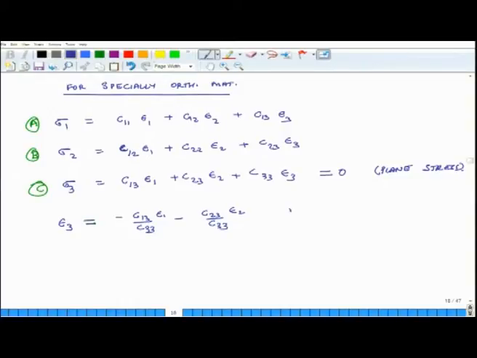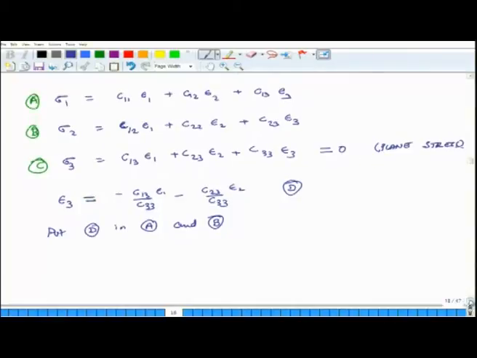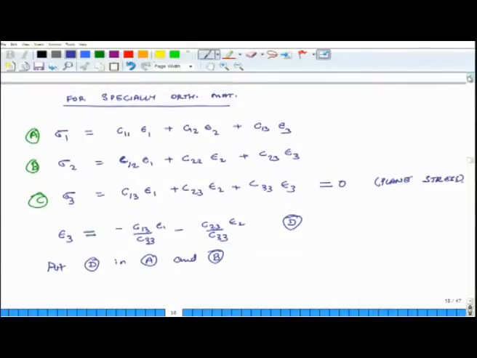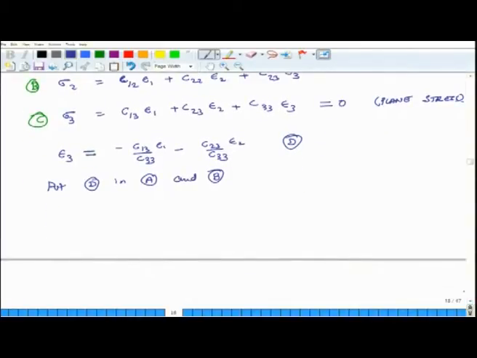Okay. So, this is equation D, and we put equation D in A and B. Remember how many equations are there? There should be 6 equations. Right now we have written only equations for sigma 1, sigma 2, sigma 3. There are 3 more equations for shear stresses, tau 12, tau 23, tau 31. We will talk about those later, but right now we are just considering the equations for extensional stresses.